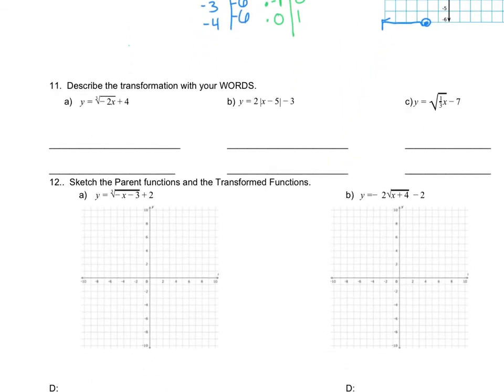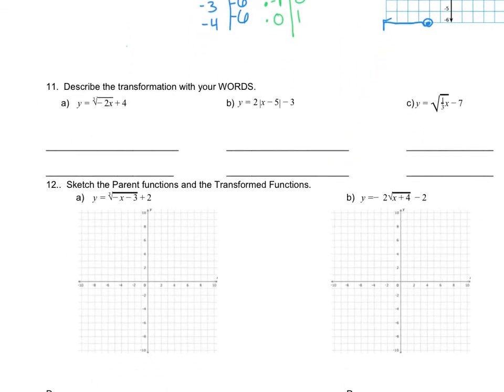All right. For the next one, describe the transformation. This is a reflection over y. Then if we talk about this, this is a horizontal shrink by a half. It's inside. And then we're going up 4. So this would be a vertical stretch by 2. Then this is going to go to the right 5. And this guy's going to go down 3.